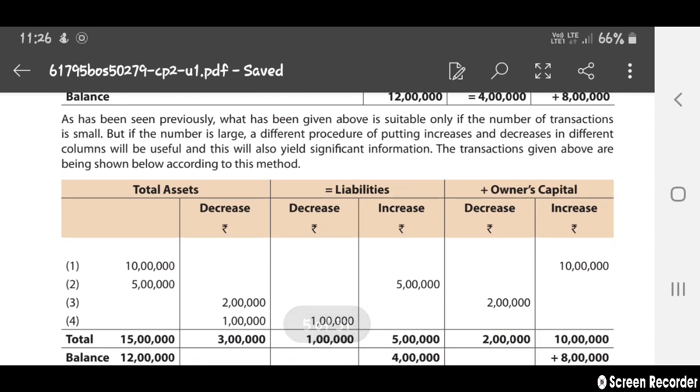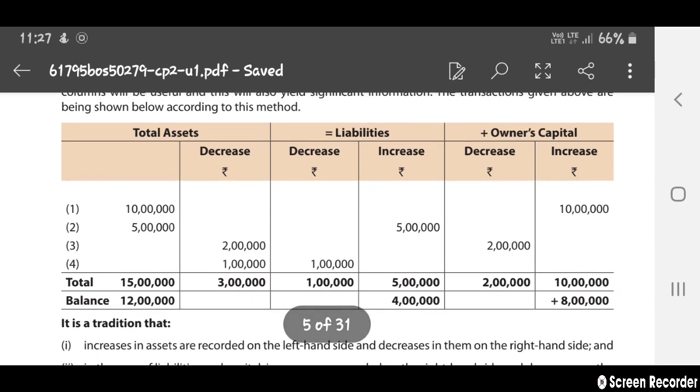But what if there are more transactions? A different procedure of putting increase and decrease in different columns will be useful. So you have to make more columns, so that you can put the decrease and increase in different columns. See, total asset is 10 lakh and the second is 5 lakh. Here you have decreased 2 lakh and 4 lakh, and 1 lakh you have decreased. Total amount from assets is 15 lakh, decrease is 3 lakh. Total balance is 12 lakh, because 5 minus 3, since you decreased 3 lakh from the 5 lakh you had.